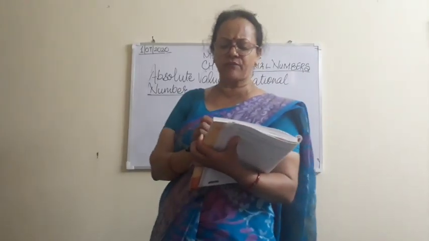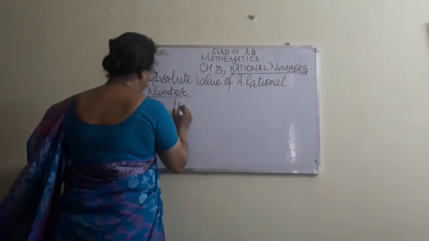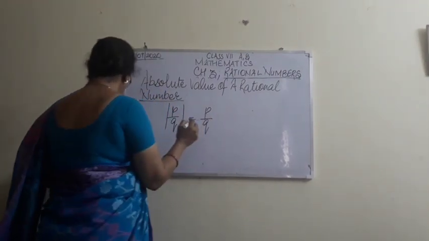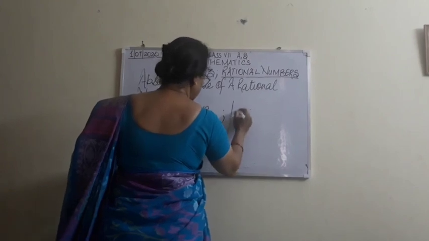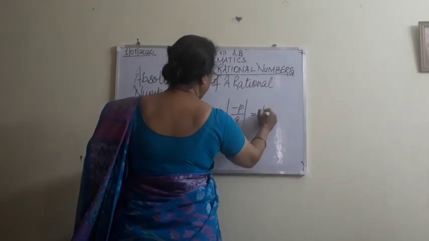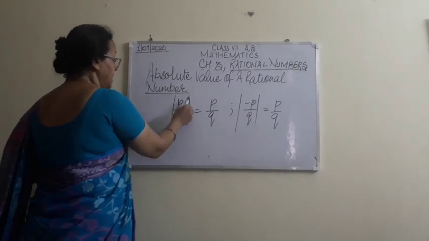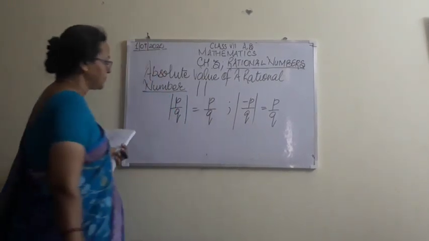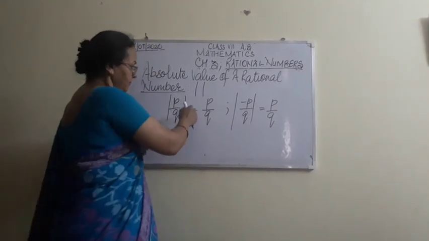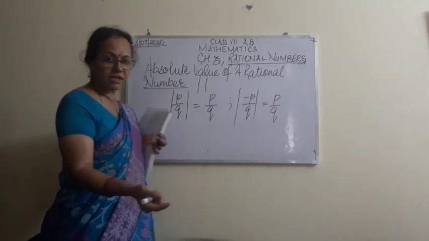Underline it: the absolute value of a rational number is its positive numerical value. If the number is written P upon Q, then its absolute value will be P upon Q. If the number is written minus P upon Q, these are written in variable form, this is also P upon Q. The sign does not matter. The given number goes inside this symbol, which is the symbol of absolute value. Whatever the variable or digit is, if it is negative, when you write its absolute value it will be positive. If it is given positive, then also it is positive.